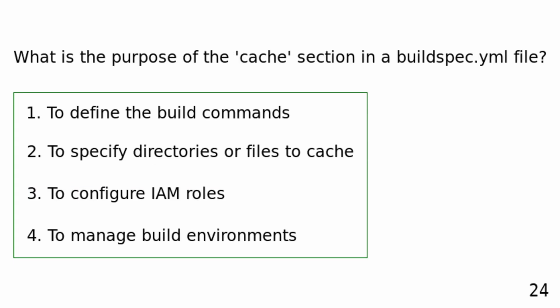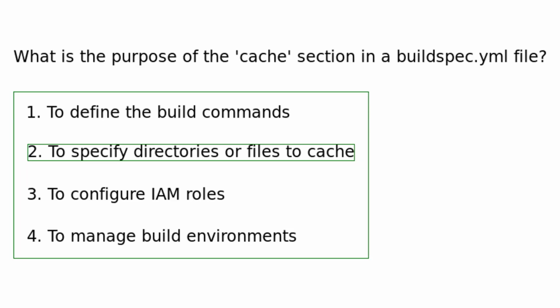What is the purpose of the cache section in a buildspec.yml file? To define the build commands. To specify directories or files to cache. To configure IAM roles. To manage build environments. The cache section in a buildspec.yml file specifies directories or files to cache, reducing build times.